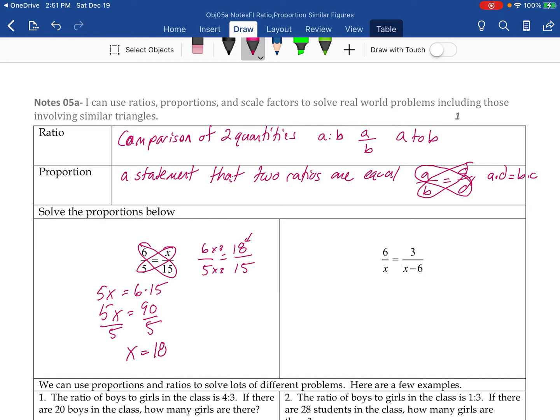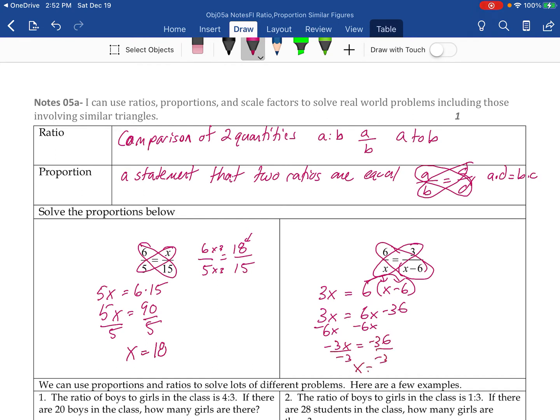Things to be careful of when you're solving a proportion, especially when you have a binomial in the denominator like this one. So when I cross multiply, this is going to be 3 times x is equal to 6 times the quantity x minus 6. Now this is really important because you need to remember to do distributive property. So this is 3x equals 6x minus 36. I'm going to subtract 6x from each side. I have negative 3x equals negative 36. Divide by negative 3. X is equal to positive 12.